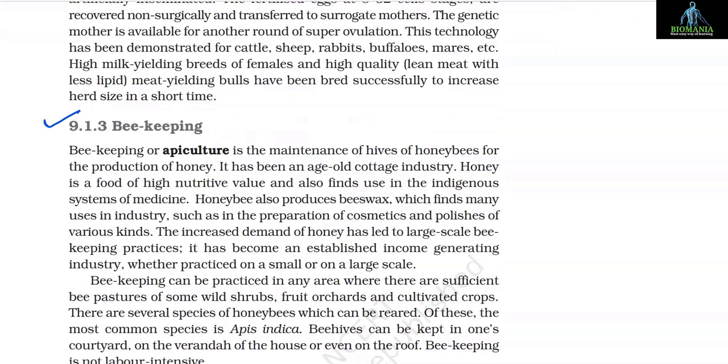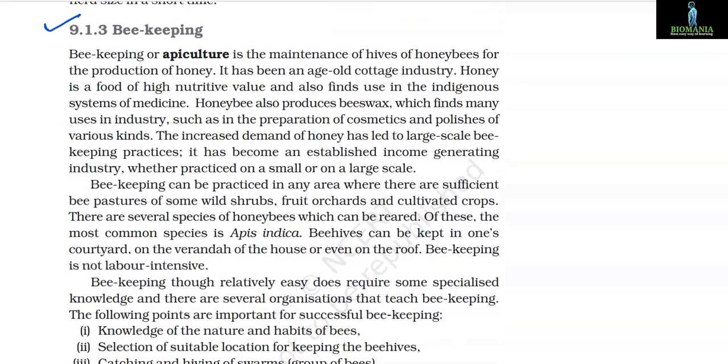9.1.3 Beekeeping. Beekeeping or apiculture is the maintenance of hives of honeybees for the production of honey. It has been an age-old cottage industry. Honey is a food of high nutritive value and also finds uses in the indigenous systems of medicine. Honeybees also produce beeswax, which finds many uses in industry, such as in the preparation of cosmetics and polishes of various kinds. The increased demand for honey has led to large-scale beekeeping practices.